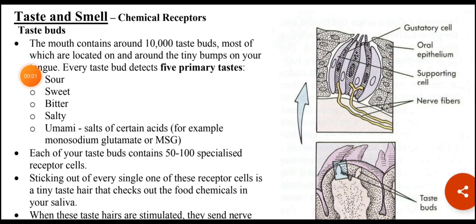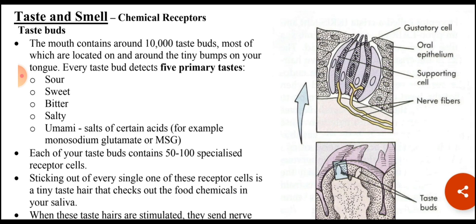Dear student, in this part I shall tell you about the chemical receptors, that is the receptors for taste and smell. Taste buds. The mouth contains around 10,000 taste buds, most of which are located on the tiny bumps on the tongue.